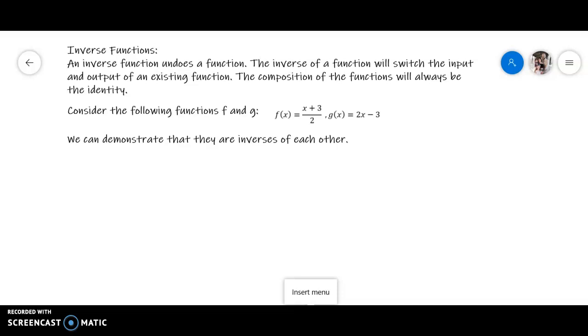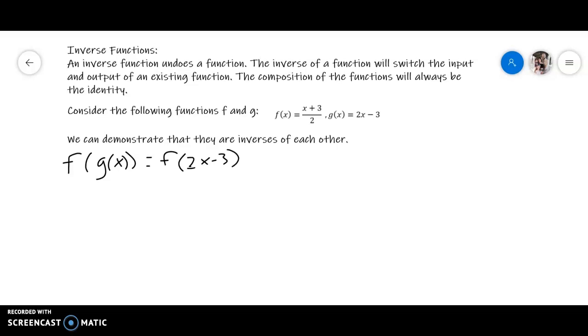So we have the functions f and g. f of x is (x plus 3) over 2, and g of x is 2x minus 3. I can show that if I compose them, it will give me the identity. So in other words, I want to demonstrate f of g of x. I want to figure out what that is. Okay? So f of g of x is f of 2x minus 3, right?